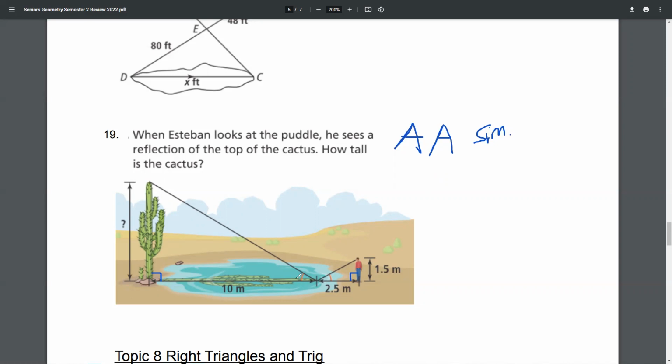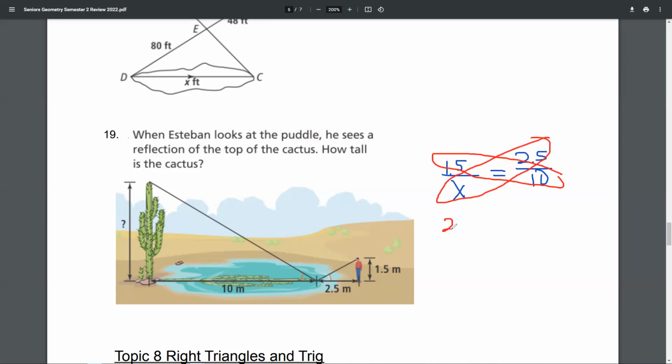Now, since they're similar, we know the sides are proportional, so we can set up a proportion. So 1.5 is going to match up with x, right? 1.5 matches with x, the height with the height, equals, and then 2.5 over 10. Okay. The denominator is 4 times bigger, so you could just multiply this by 4 if you wanted. But if we want to do it out, we could cross multiply.